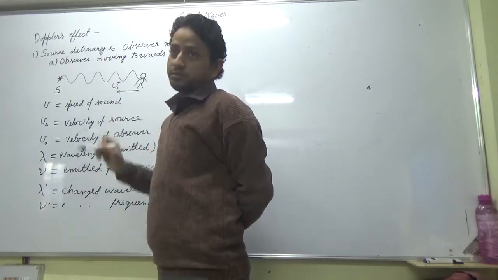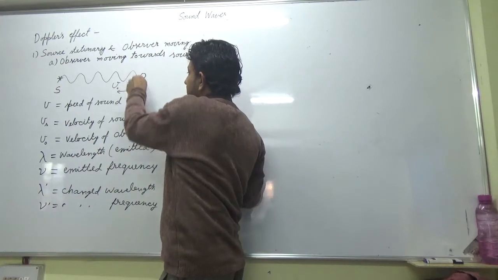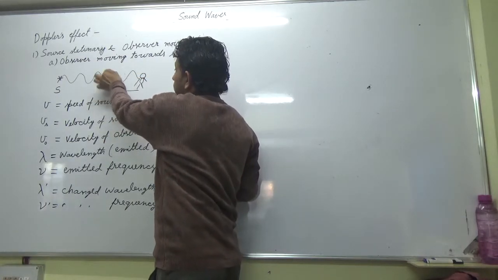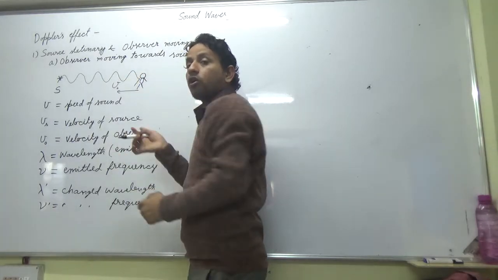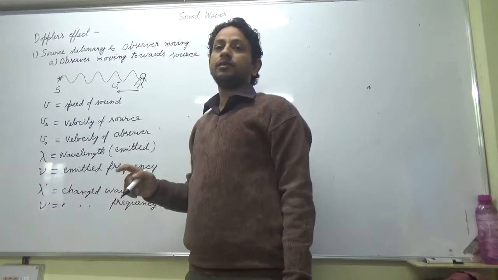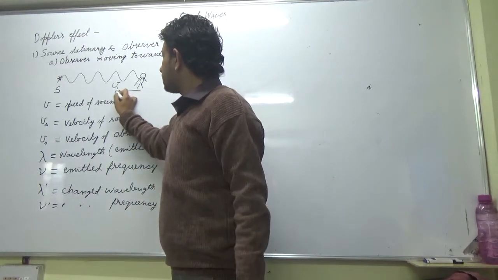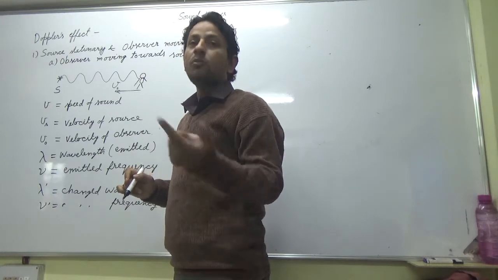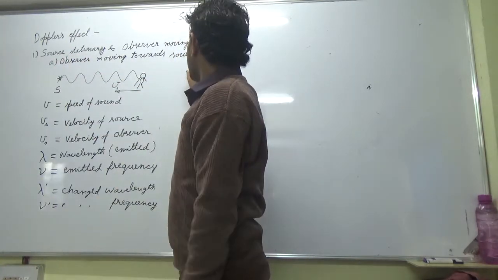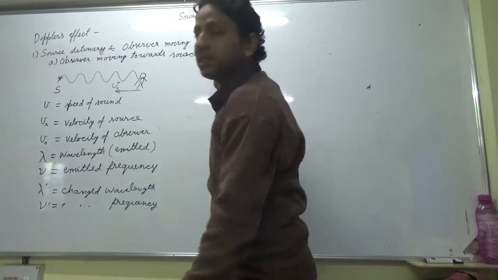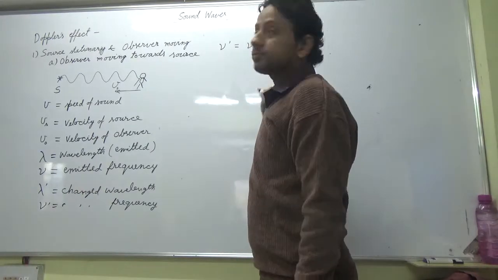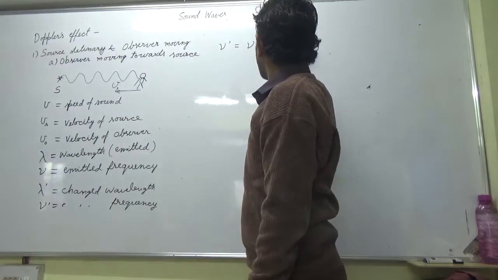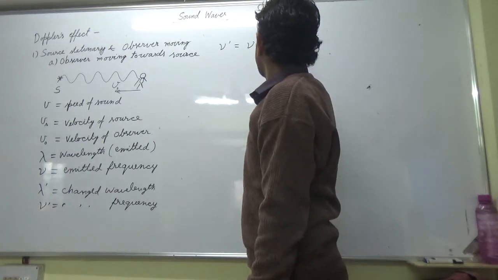Now, if he starts moving, then in 1 second, whatever distance he covers, the number of oscillations corresponding to that distance will also be added to this frequency. Are you getting it? Suppose in 1 second this person moves by some distance. Speed is V naught, so how much will he move in 1 second? V naught. So the new frequency will be the original one, which he would have received without movement, plus the extra oscillations in this distance, V naught.